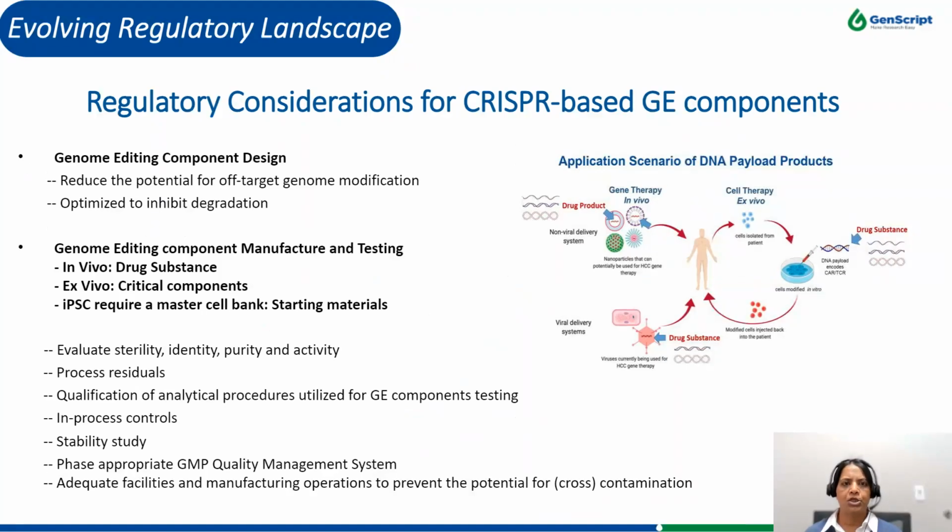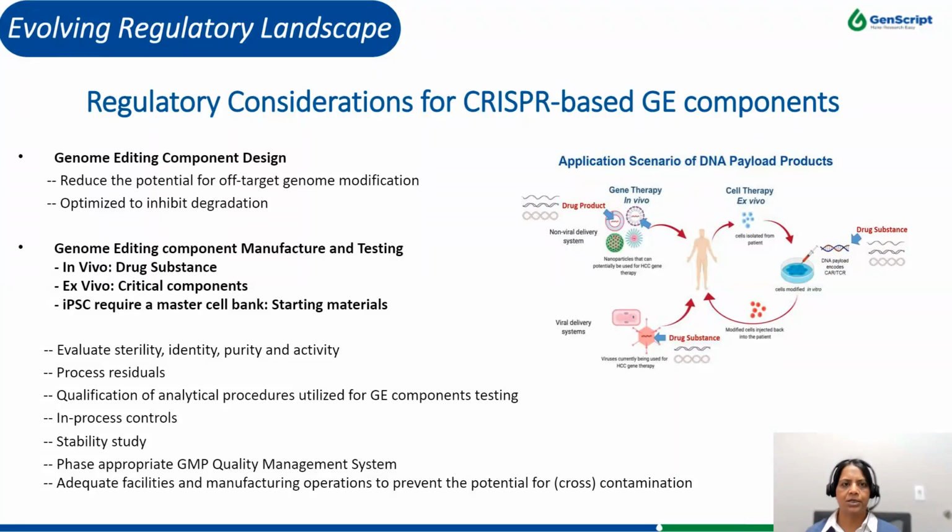So depending on the application, genome editing components like sgRNA are categorized into three different scenarios. One is in vivo application, when sgRNA is encapsulated with mRNA and injected directly into patient, the sgRNA is classified as a drug substance. For ex vivo application, for example universal CAR T cell therapy, where cells are isolated, treated with CRISPR, and then reintroduced, in this case sgRNA is considered as a critical component. And like iPSC stem cell based therapy, in this context, the sgRNA is treated as a starting material.